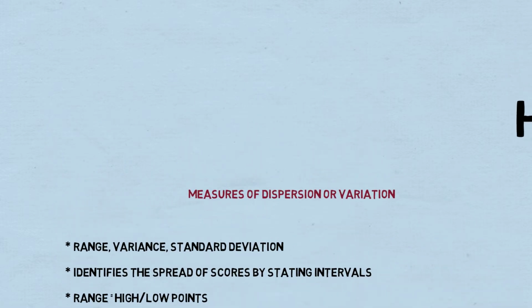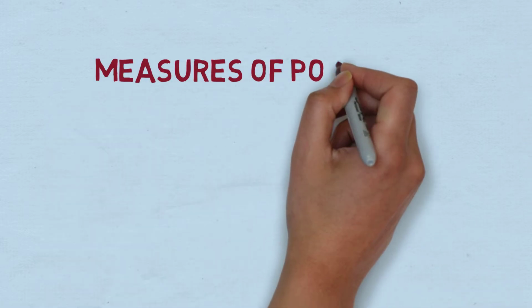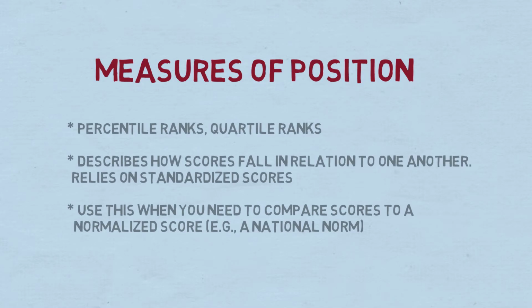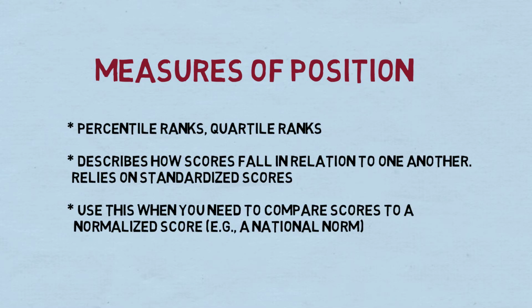And lastly, measure of position. It is used when you need to compare scores to a normalized score. The terms used are percentile ranks and quartile ranks. It describes how a score falls in relation to one another. It relies on standardized scores.